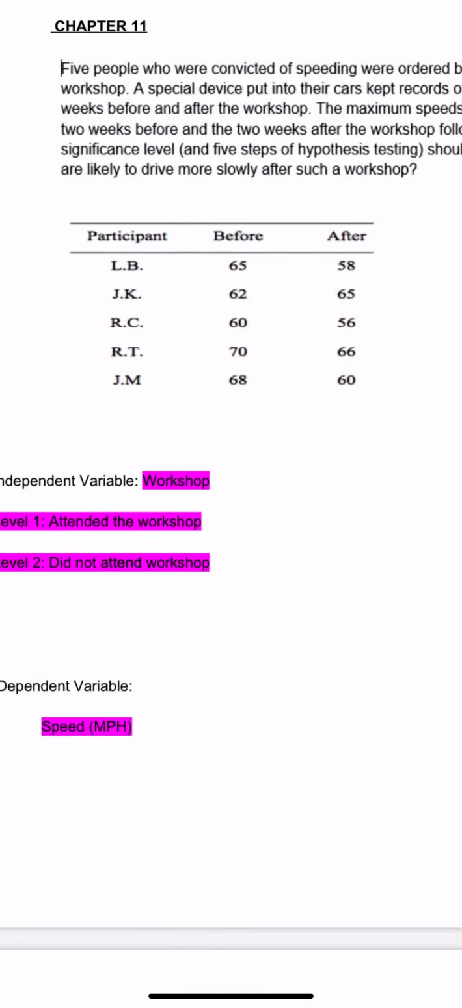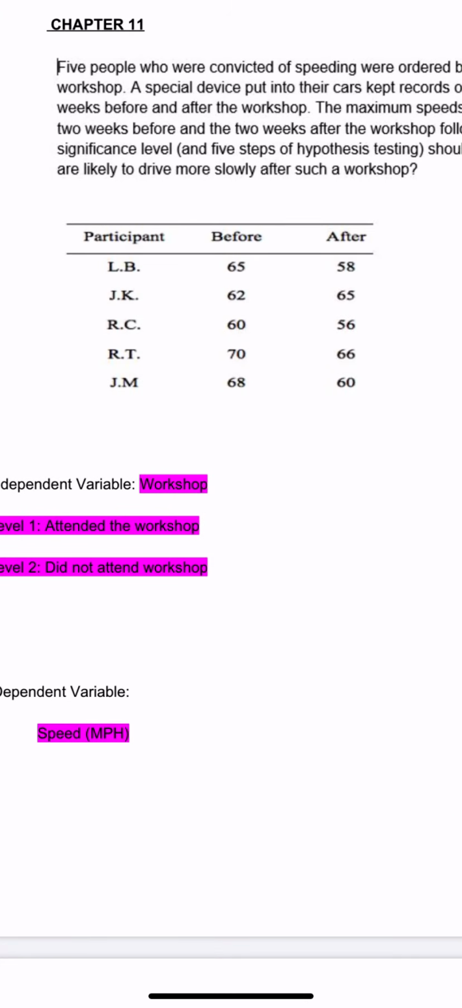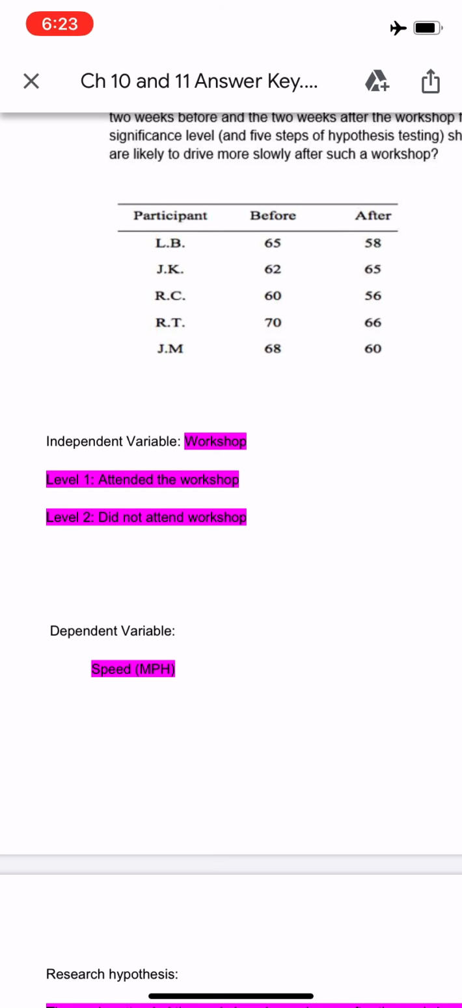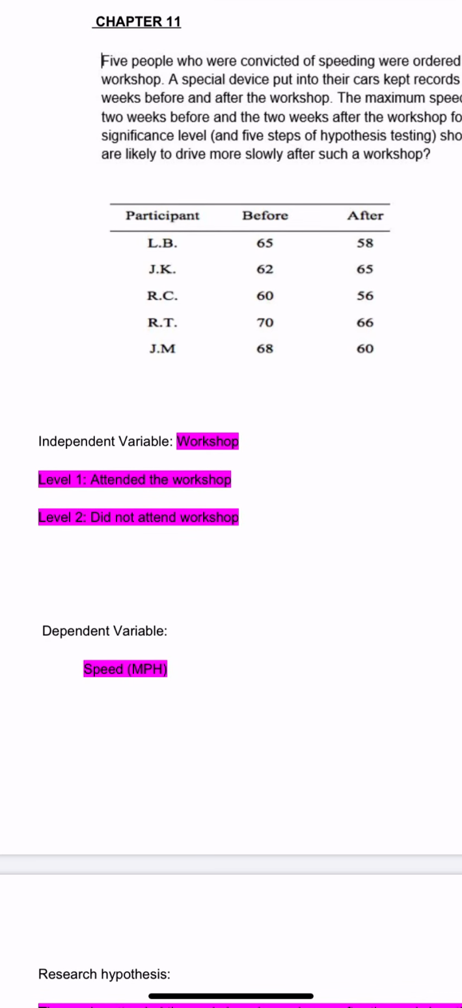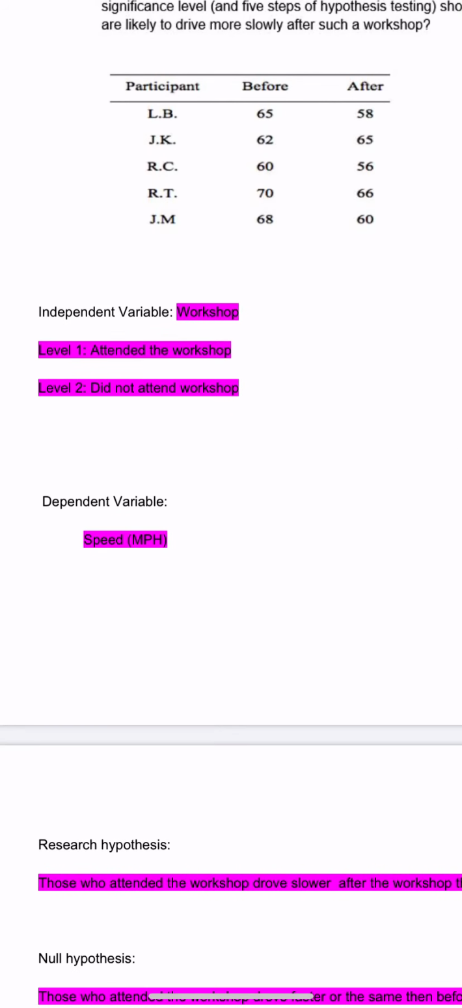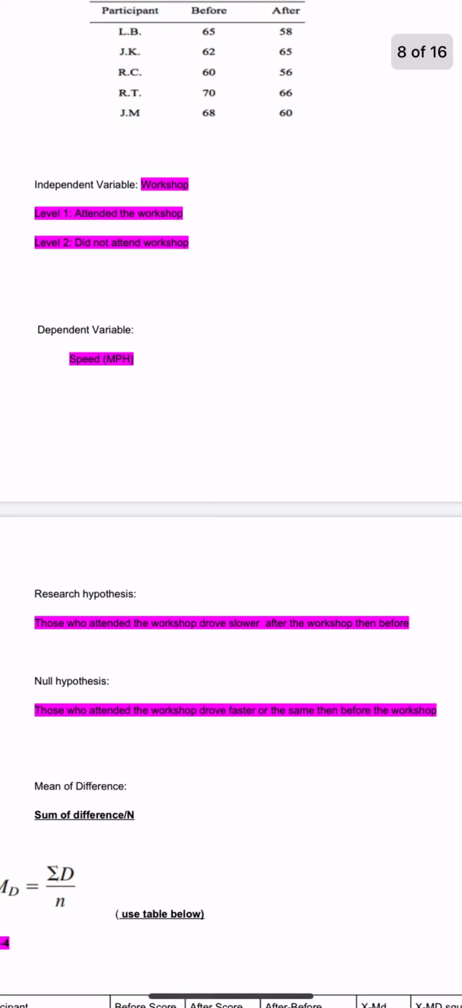So you're given the sample data, 5 participants, their before speeds and their after speeds. Okay? And the independent variable would be the workshop at different levels here. Again, you won't be asked this on your test: you attend the workshop right after and you did not attend a workshop before. And what are we measuring? The speed. The research hypothesis will be those who attended the workshop drove slower after the workshop than before.